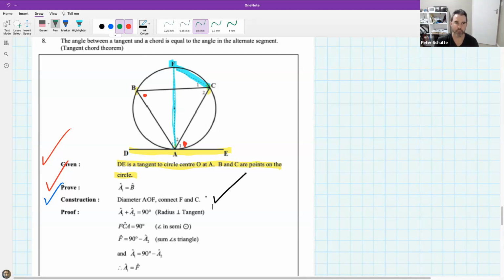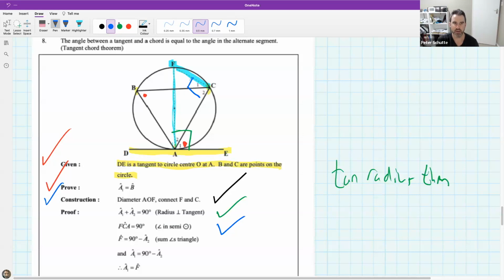Now let's look at the proof. So step 1: A1 plus A2 is 90. The first theorem that you need to use in here is the tan radius theorem, so that's 90 degrees between a tangent and a radius. Then you know that the angles in a semicircle are 90. So this is the diameter, and this one over here would be 90. So that's 90 over there.